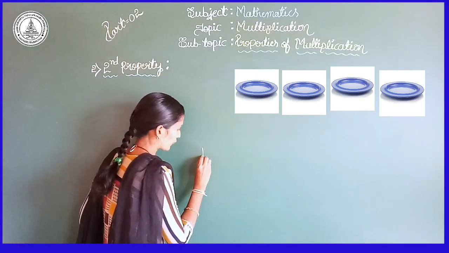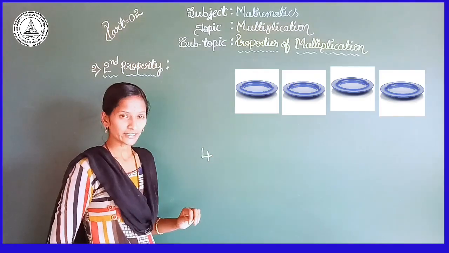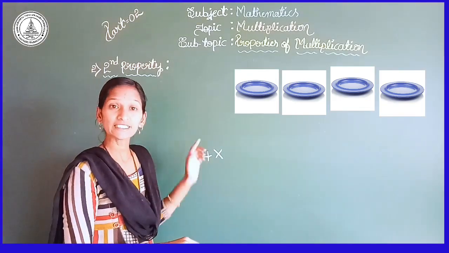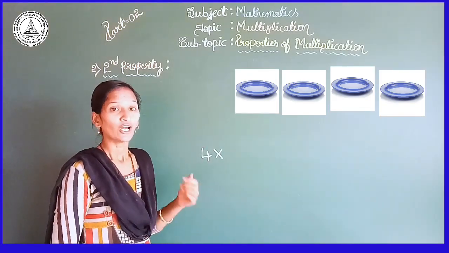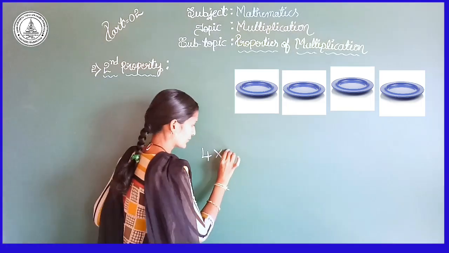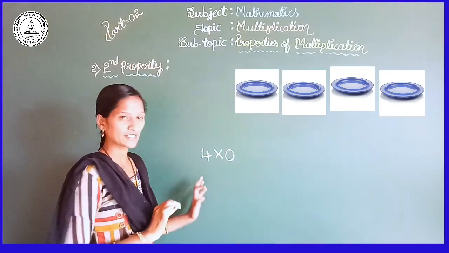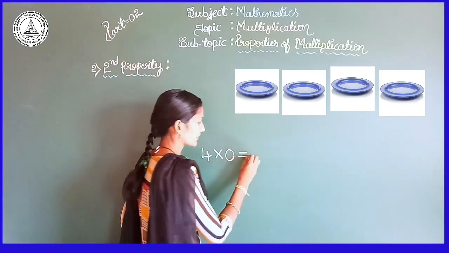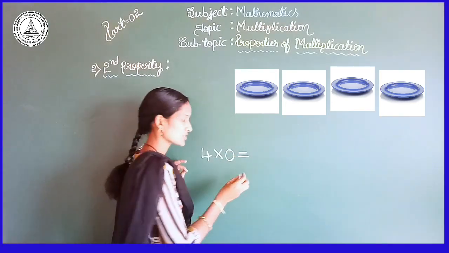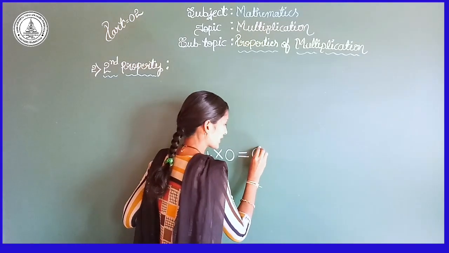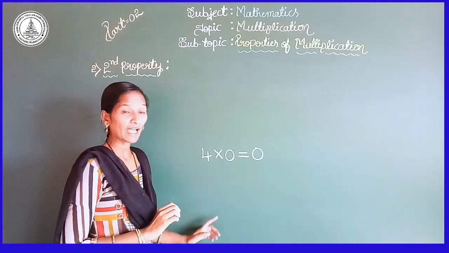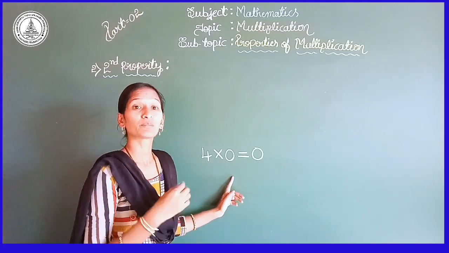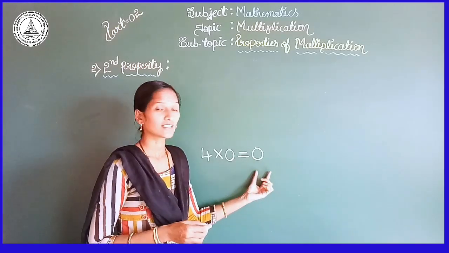I am writing 4 here, right? In 2, is there any thing or item inside the plate? No, means 0. So I am writing 0 here. So what is the product? It is also equal to 0. What it tells is, when you multiply a number with 0, the answer, the product, will always be 0.